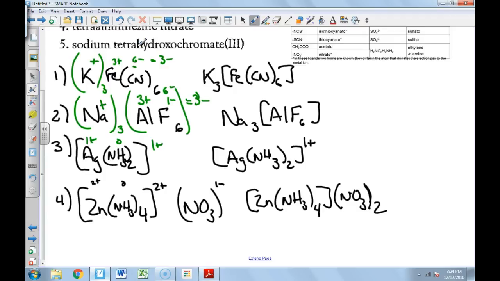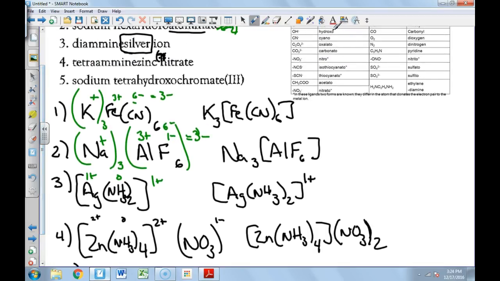Okay, now the last one. Sodium tetrahydroxo chromate 3. Okay, so the parts here. This is sodium, that's Na, and just like I did up above, I'm going to put the plus there because this is what we're going to use to balance out the charge on the anion side. And again, it's named forwards. I'm going to write the symbols backwards. So tetra is 4. And then hydroxo, if you're using my table, hydroxo is OH minus.